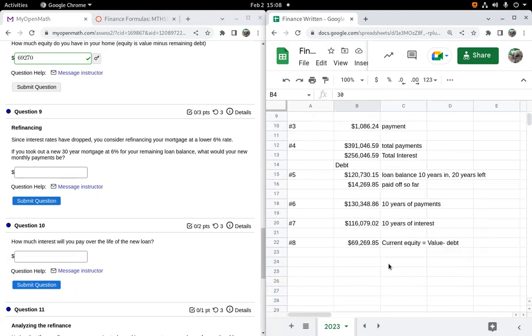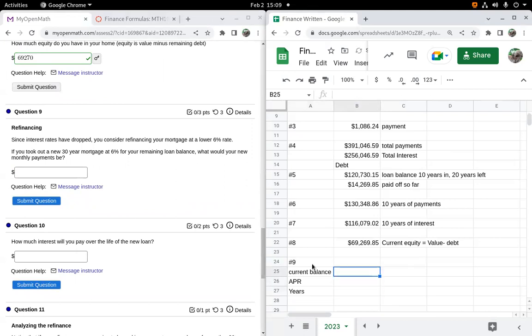All right, let's get back down. Where am I at? Question 9. If you took out a new 30-year mortgage at 6% for the remaining loan balance, what would your new monthly payments be? All right. So for number 9 here, we're just going to pretty much start over with a new loan balance. So in number 9, I want to keep track of the current balance. I'm just going to re-put that down here. I need to know what the interest rate is. So that's my APR. And then how many years is it going to be for?